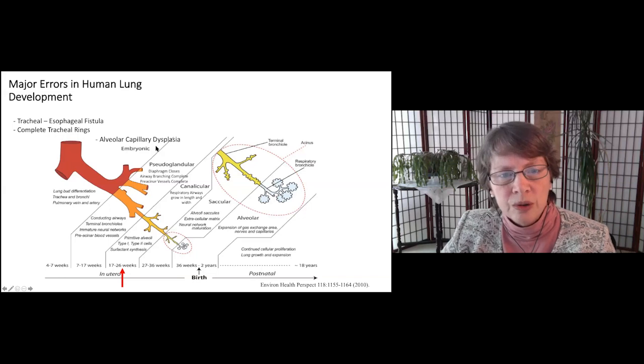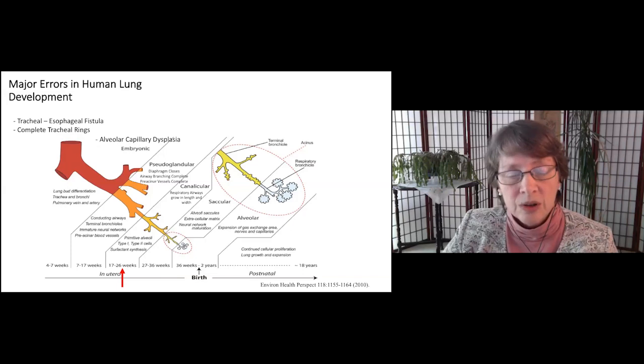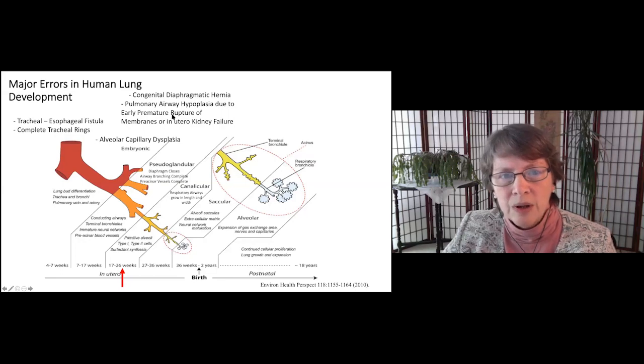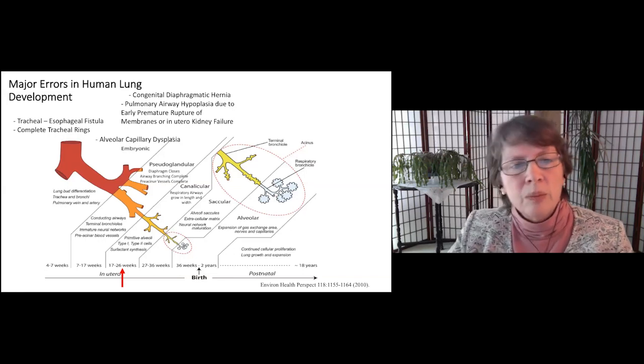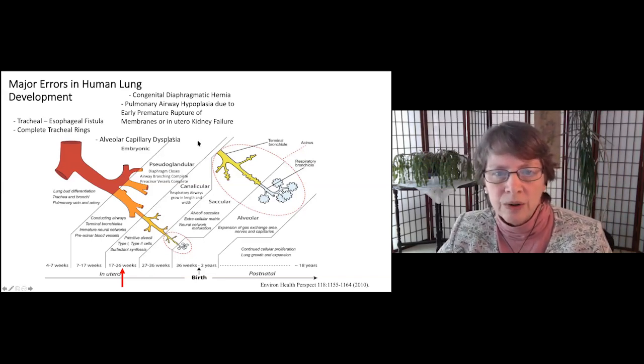Alveolar capillary dysplasia occurs with abnormal misplacement, particularly of the vascular structures. In the pseudoglandular stage, when the diaphragm should be closing, if it doesn't, we end up with a congenital diaphragmatic hernia. If the amniotic fluid is not maintained well in this period of airway formation, we end up with a severe form of pulmonary airway hypoplasia. This might be due to rupture of membranes or to kidney or urinary tract failure.